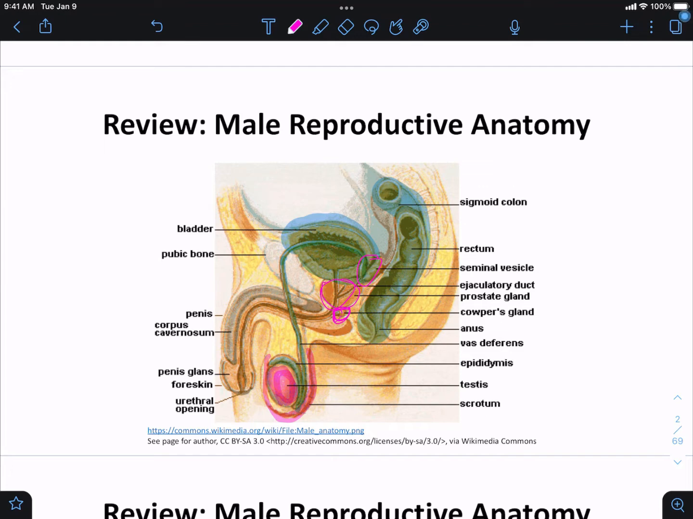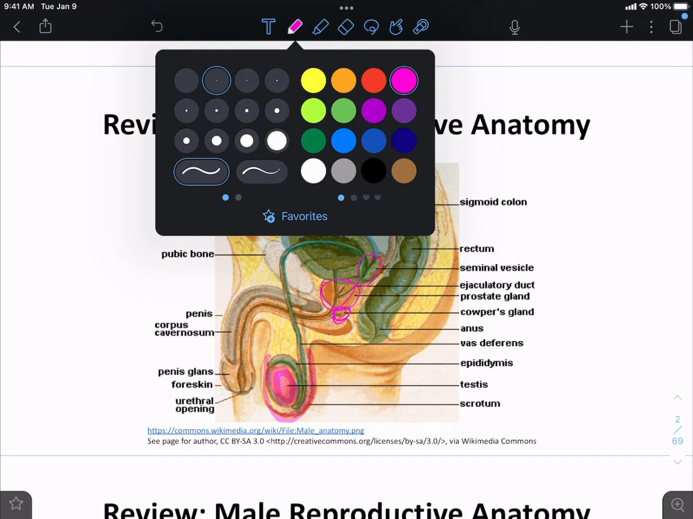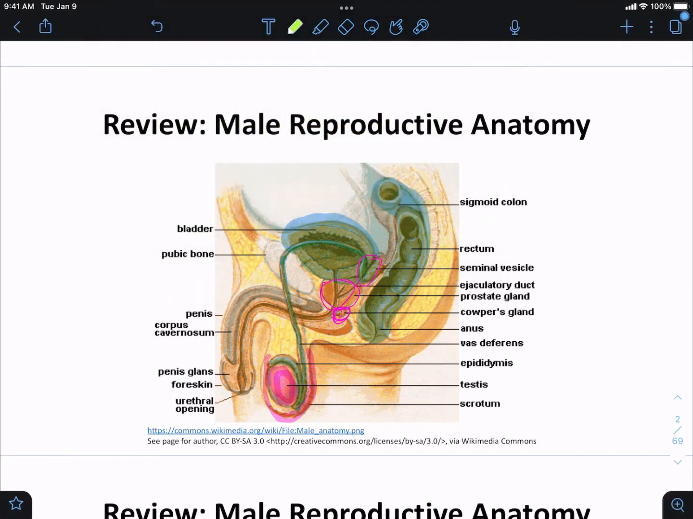The urethra, as you're going to notice, is part of the renal system, so right here. But we're going to share the same duct, essentially, for the ejaculation of sperm. So there's the urethral opening. So, sorry, the urethra.